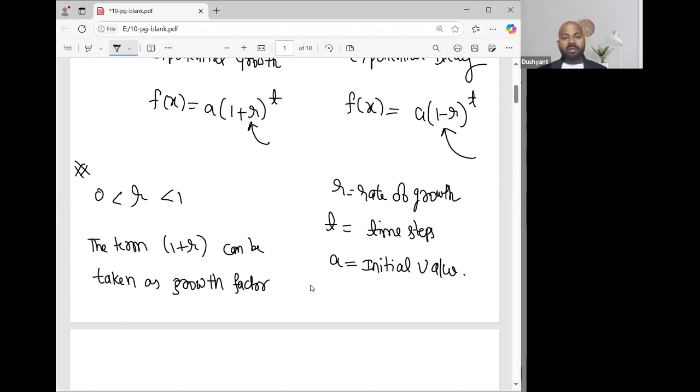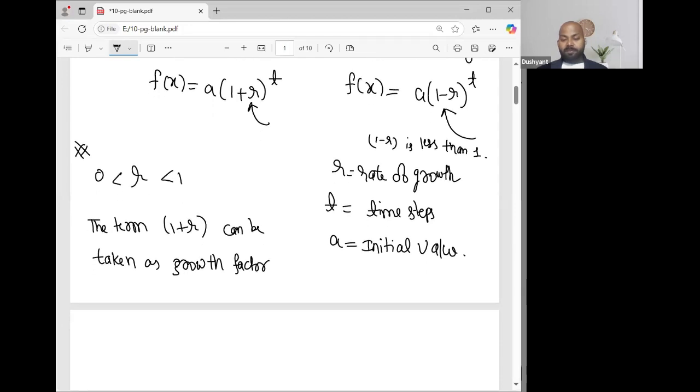Now, this 1 minus r will also have a value less than 1. That's very obvious. So here 1 minus r is less than 1. Of course, it should be less than 1.